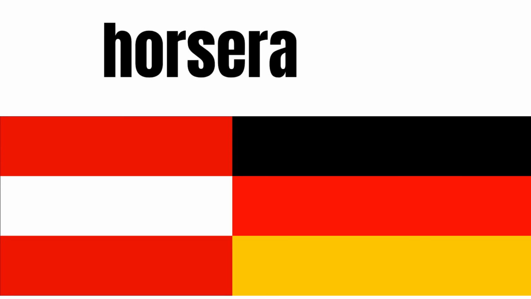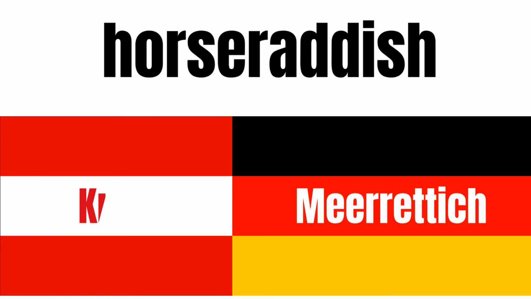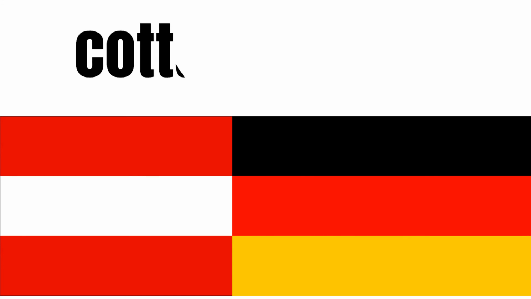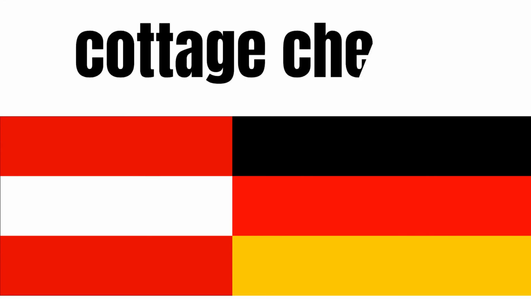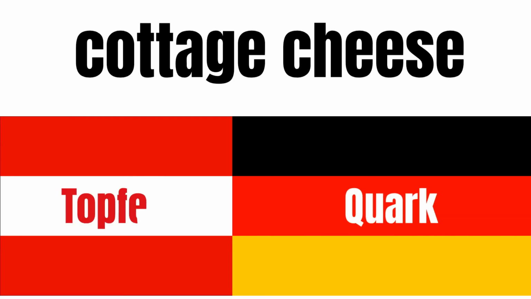Another word we are talking about today is horseradish. In Germany you will come across Meerrettich. Austrians often use the short word Kren. Cottage cheese can be translated as Quark in German and Topfen in Austrian German.